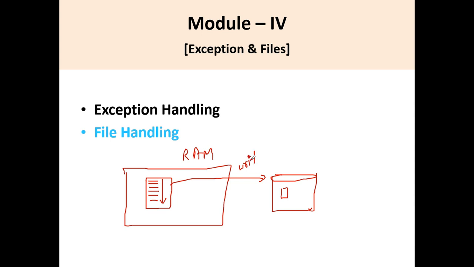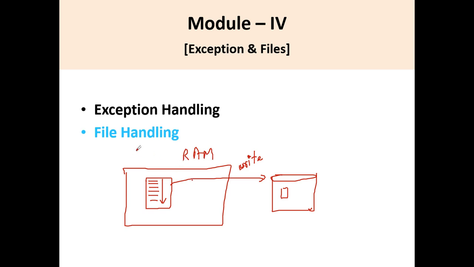So there are two basic operations in file handling: read and write. One is write. Write means output. You are sending the data, the content, from RAM.